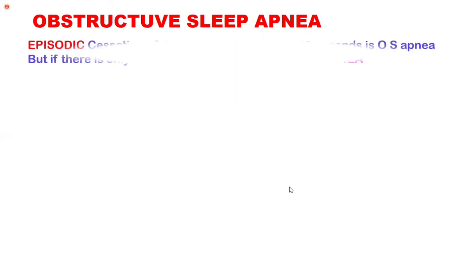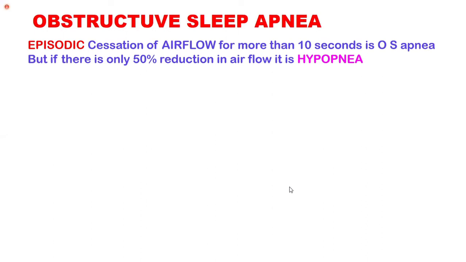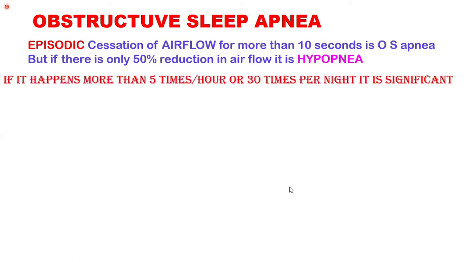Then comes the obstructive sleep apnea, episodic cessation of airflow. That is the definition for obstructive sleep apnea: it is episodic cessation of airflow for more than 10 seconds. But in hypopnea, there is only a 50% reduction in the airflow. So apnea is total cessation, whereas in hypopnea, there is only a 50% reduction. If it happens more than 5 times per hour or 30 times in a night, it is significant.